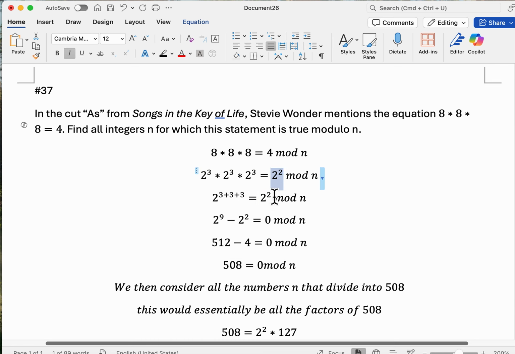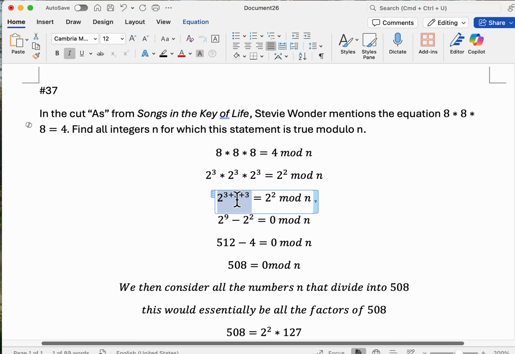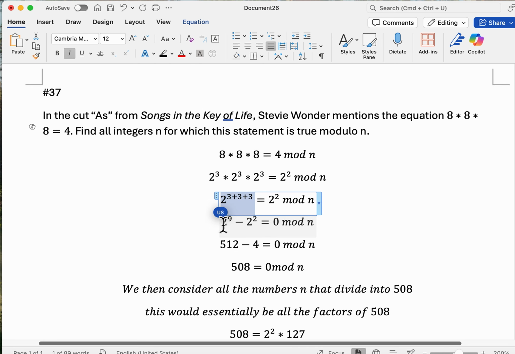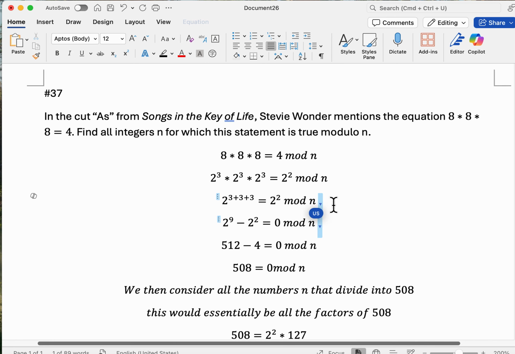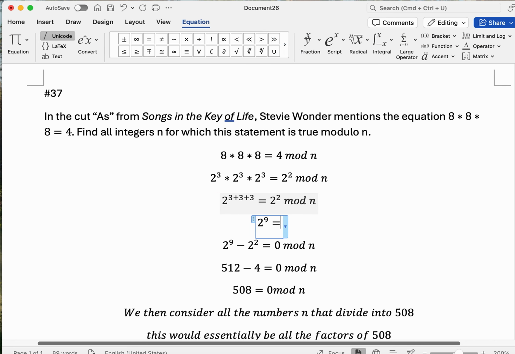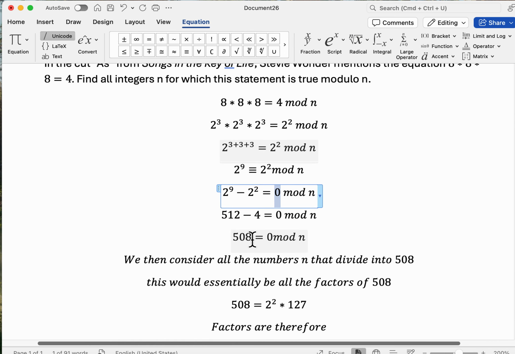Remember, this is just the division algorithm. What this says is that if I were to express this as 2 to the 9 equals 2 squared mod n, this congruence states that the numbers 2 to the 9 and 2 squared generate the same remainder. And in fact, if I subtract them, n will divide the difference because it has a remainder of 0. It divides evenly into that. So you get that 508 is congruent to 0 mod n.